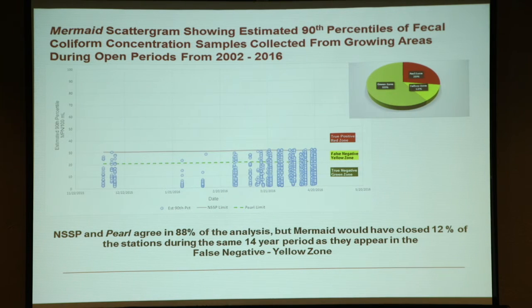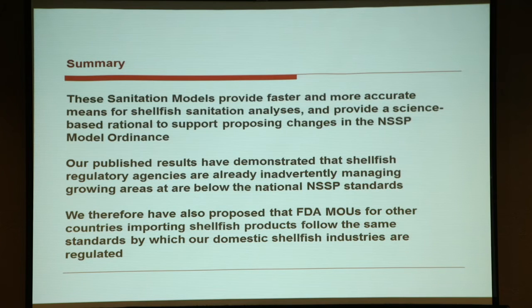Now, we are currently analyzing Maryland's shellfish growing areas, which occupy the remaining area of the Chesapeake Bay and the Atlantic side. Now, these sanitation models provide faster and accurate means of shellfish sanitation analysis, provide a science-based rationale to support proposed changes to the NSSP model ordinance. Our published results have demonstrated that many of our shellfish regulatory agencies are already inadvertently managing shellfish growing areas below our Pearl limit, not at the NSSP standard.